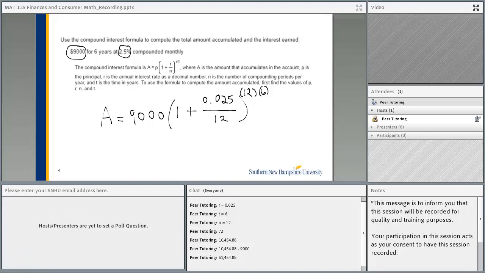Put a dollar sign right near that, put the comma in. So subtracting 9,000 from $10,454.88, you're going to get, for the interest earned, $1,454.88.